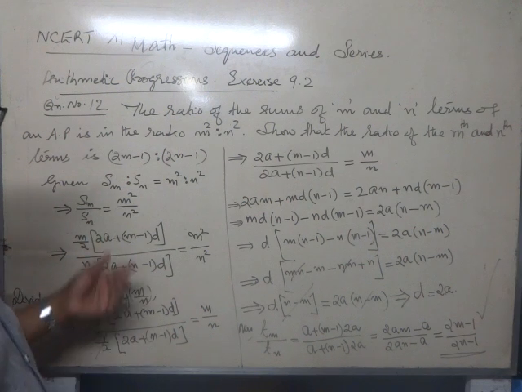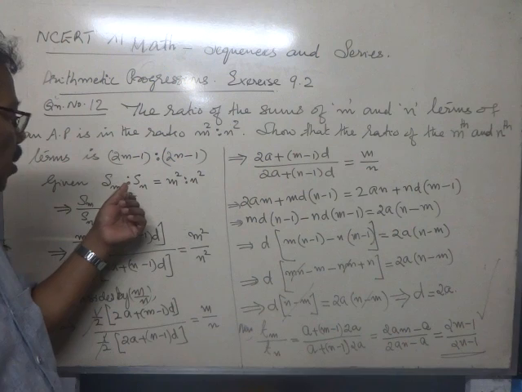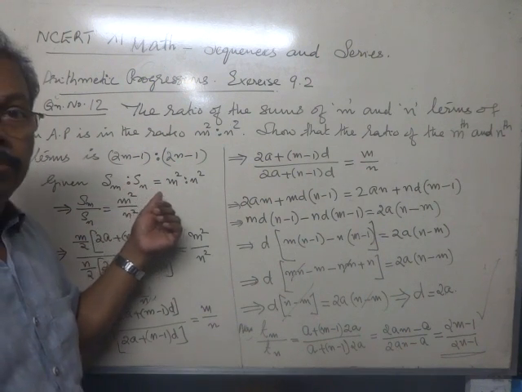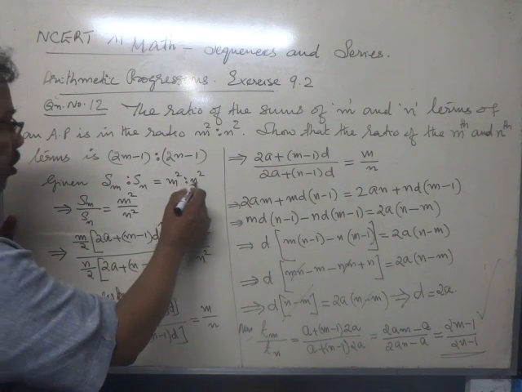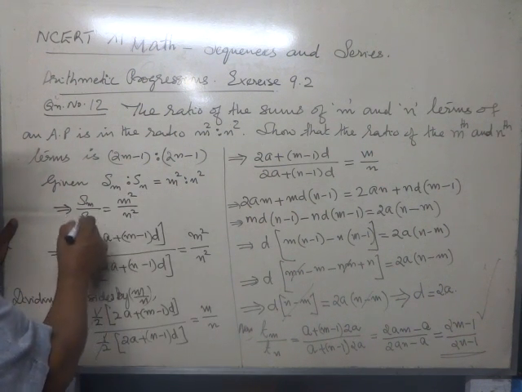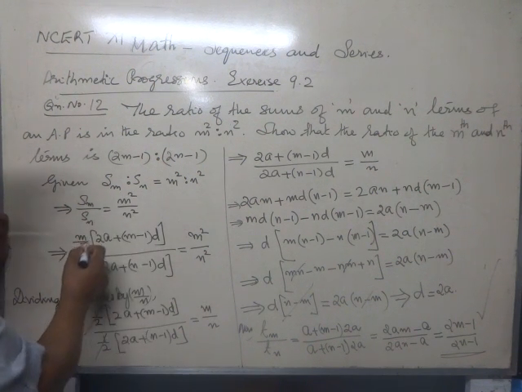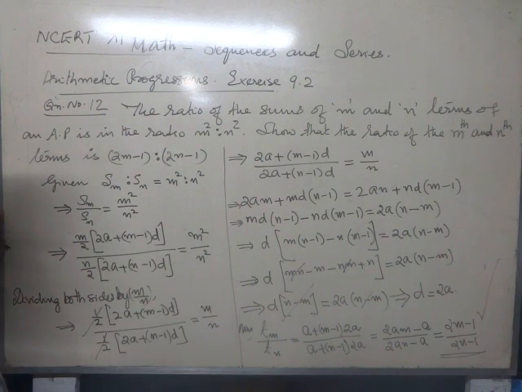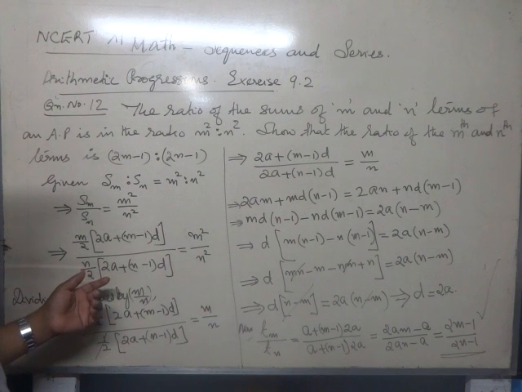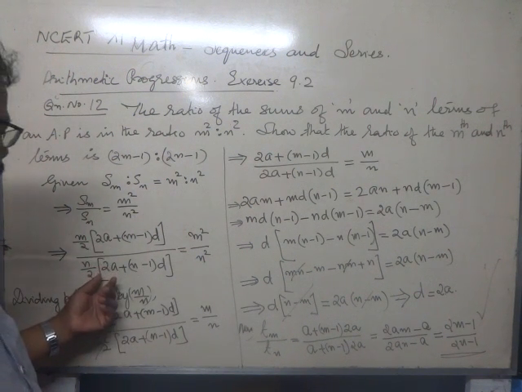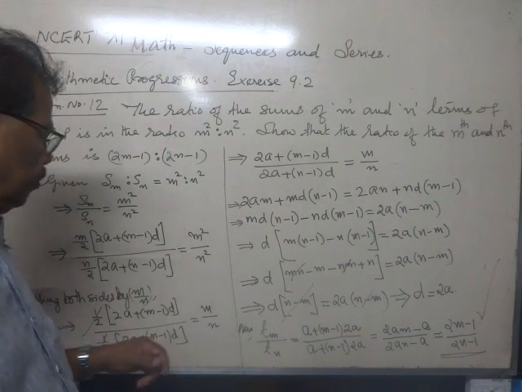Now, the sum of the first m terms is given by Sm, and the sum of the first n terms is given by Sn. It is given that the ratio is m square is to n square. We can write it as Sm by Sn is equal to m square by n square. Now Sm is equal to m by 2 into 2a plus m minus 1 d, where a is the first term and d the common difference. And Sn is n by 2 into 2a plus n minus 1 d. There also the first term is a and the common difference d.